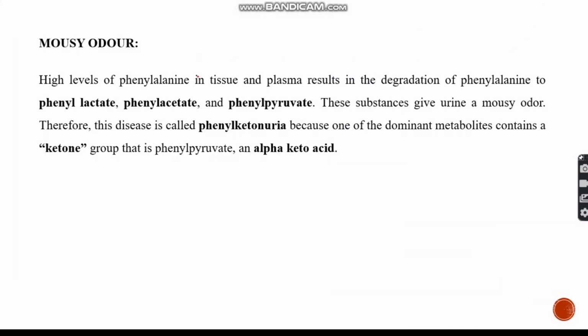Mousy odor. As I have told you, the level of these ketone bodies, that is phenyl lactate, phenyl acetate, phenyl pyruvate, increases. Okay, because that short pathway gets initiated when phenylalanine gets accumulated. So these substances give urine a mousy odor. Therefore, the disease is called phenylketonuria because one of the dominant metabolites contains ketone groups, that is phenylpyruvate, an alpha keto acid.